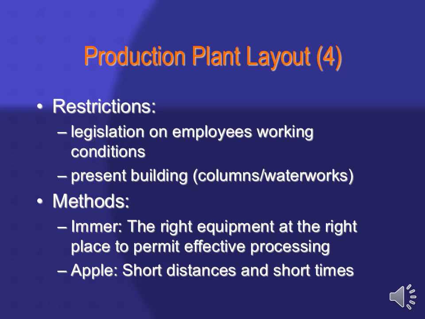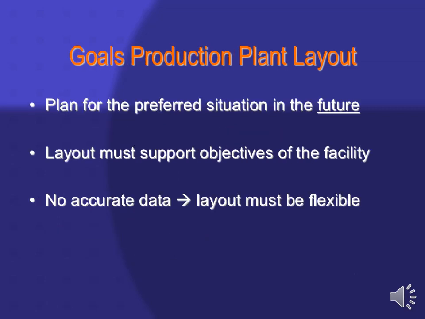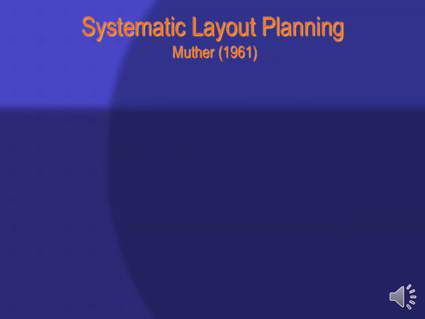Production plant layout 4, that is the restrictions as well as the methods. Legislation and employees' working conditions, present building. Methods may emerge: is the right equipment at the right place or not? It means whatever equipment is necessary will be kept at the right place or not. Next one is whole production plant layout. It prefers situations in the future. Layout must support objectives of the facility. No accurate data layout must be.